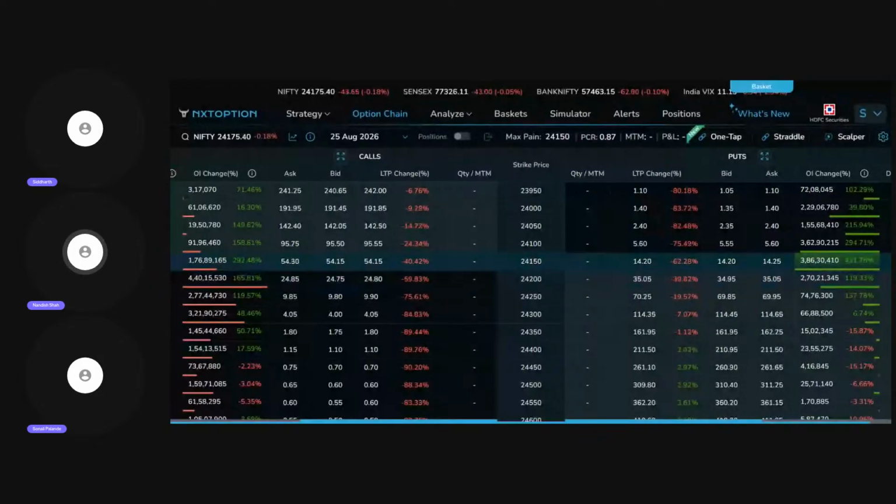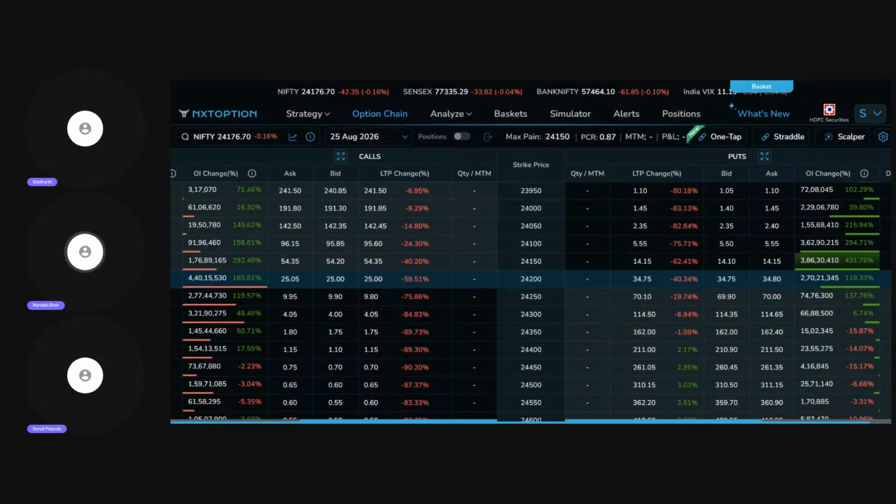Yes, Sonali. So first of all, as Siddharth mentioned, we have seen aggressive put trading at 24,100 and 24,150, while call writing is seen at 24,150 to 24,200. So that data suggests that market players are expecting Nifty to remain within this range, 24,100 to 24,200.